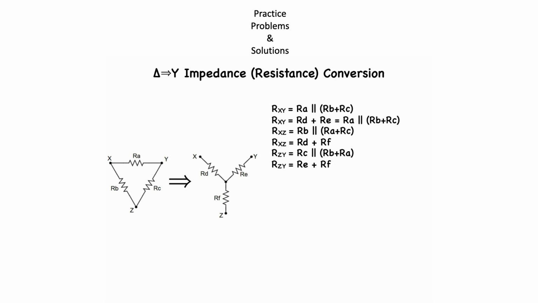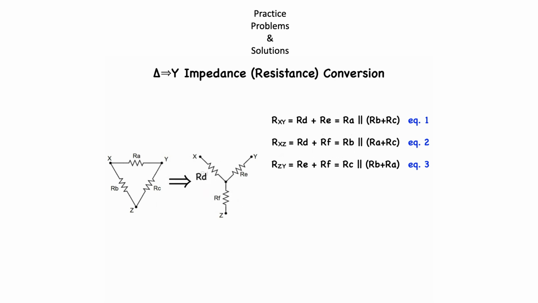Assuming that we convert the delta to the Y equivalent, then RXY will equal RA in parallel with RB plus RC, RXZ would equal RB in parallel with the quantity RA plus RC, and RZY would equal the quantity RC in parallel with RB plus RA. Note that we have three equations now and three unknowns, RD, RE, and RF. We know RA, RB, and RC. Thus we can solve these three equations using a term of elimination process.